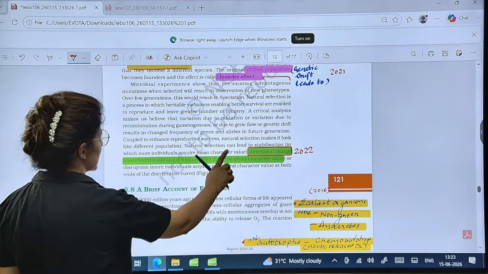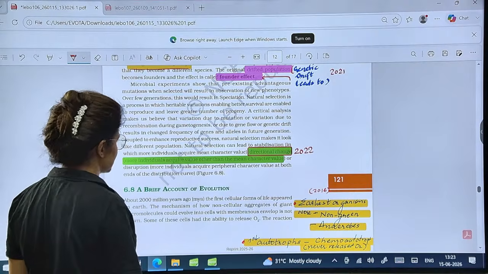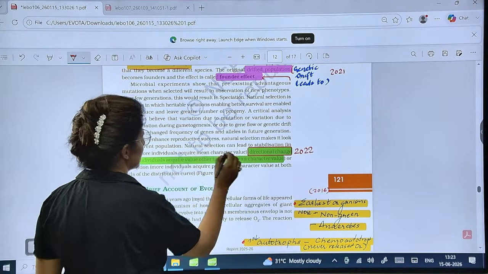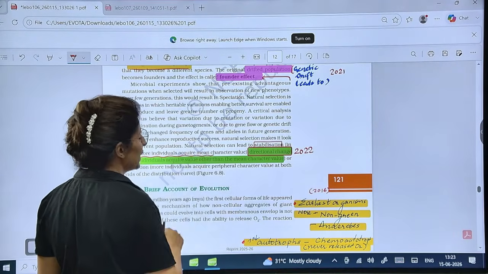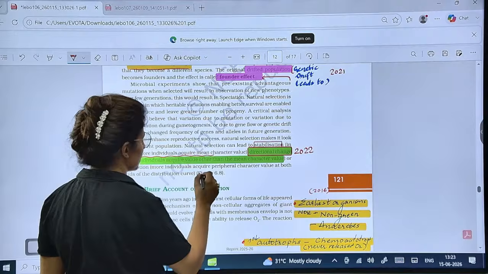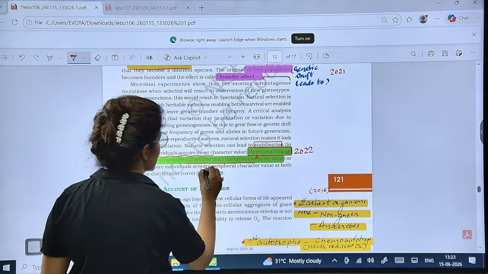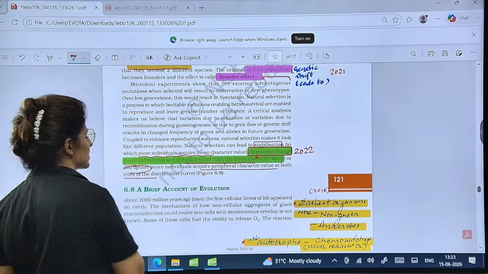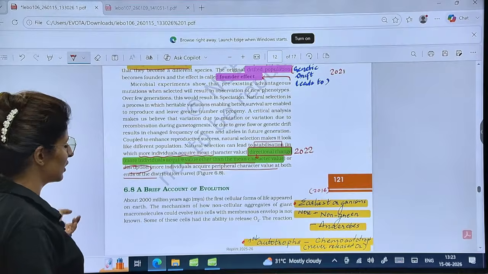This is known as directional natural selection. In stabilizing natural selection, more individuals acquire the mean value, that is, the intermediate value. A value other than the mean is directional. And if it acquires the peripheral characters, values at both ends, this is called disruptive. So this is how different types of natural selection are explained.